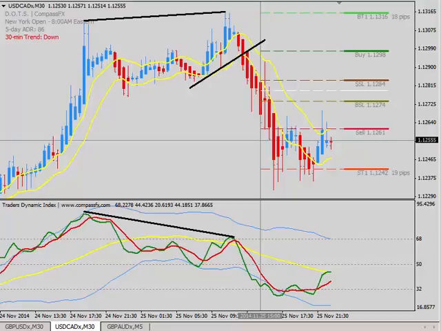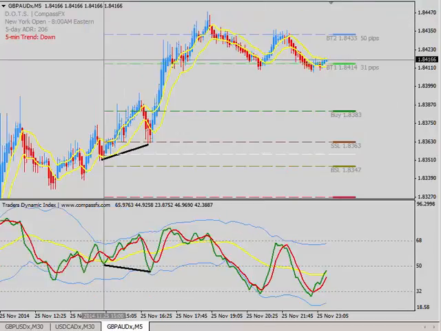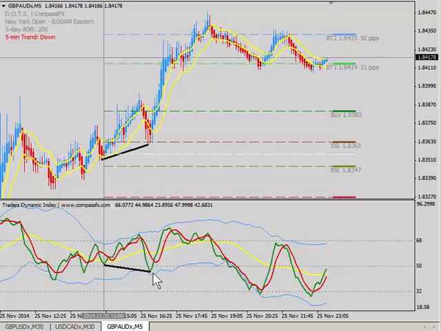Now let's take a look at another one. This was actually during the New York session. The pound Aussie was making a push to the upside. You can see this little move up. Well, at the same time as this is moving to the upside, it made a pullback. Again, what does this look like? Doesn't this look like a divergence play? It is. We're getting higher lows in price and lower lows in the Traders Dynamic Index.